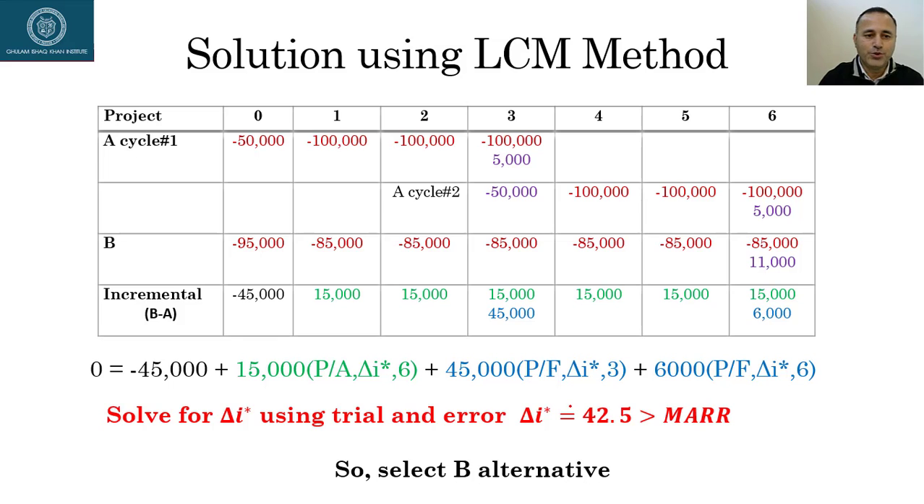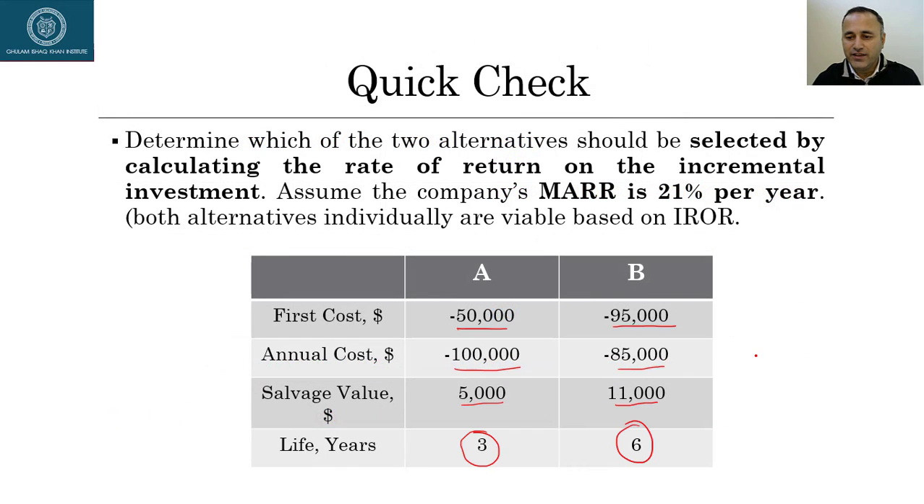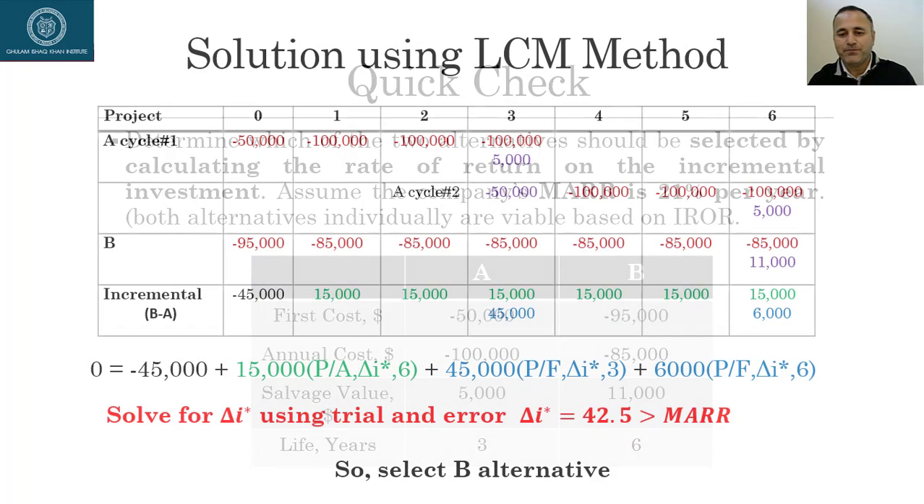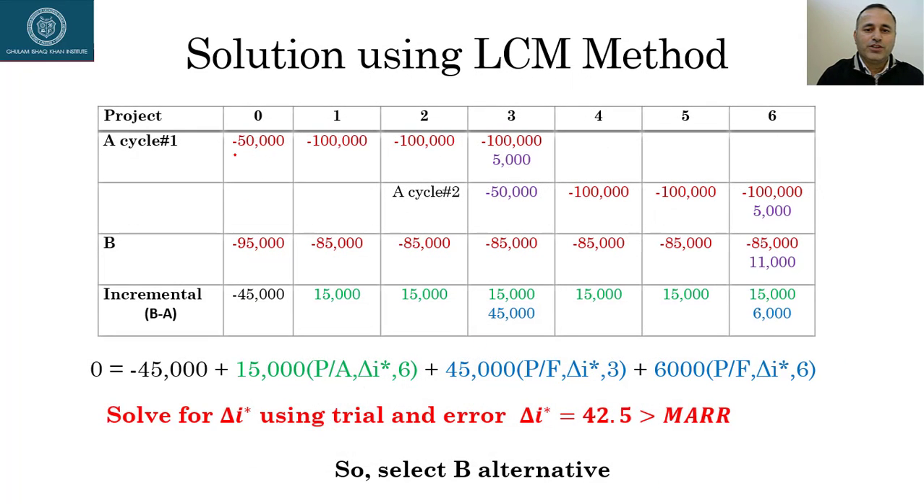So, easy solution. As you can see, the LCM of 3 and 6 is equal to 6, which means that I have used 2 cycles of project A and 1 cycle of project B. Okay, so this is the cash flow diagram. Initial investment, as I said, minus 50, minus 100,000 is the annual cost, and this is the salvage value, in purple.